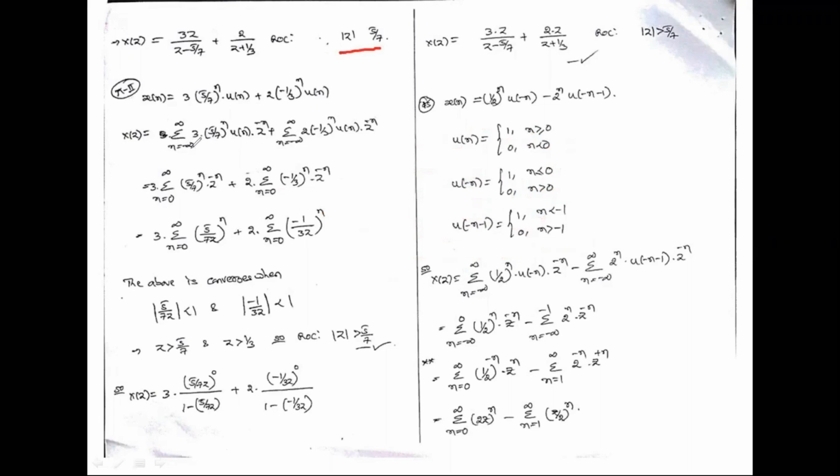Another method is also there, using the summation from 0 to infinity and 0 to infinity, and simplify, and the ROC is |z| greater than 5/7.